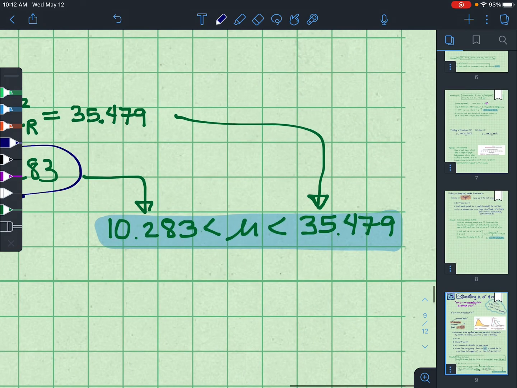All right, there we are. Bam, throw them into the interval. There's our confidence level, okay?